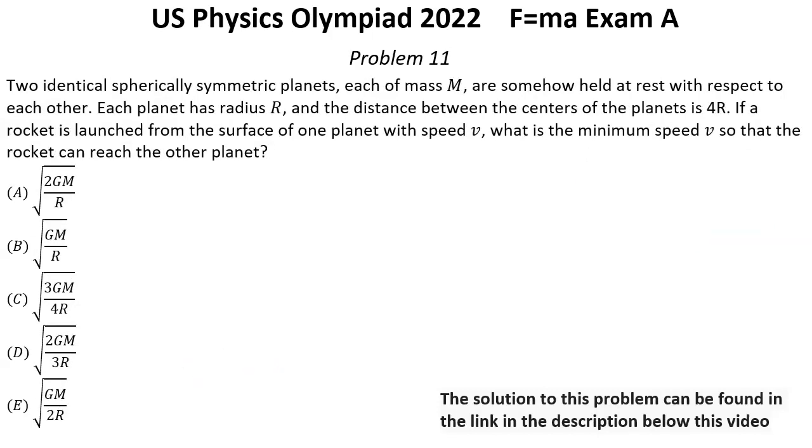Problem number 11. Two identical spherically symmetric planets, each of mass m, are somehow held at rest with respect to each other. Each planet has radius r, and the distance between the centers of the planets is 4r. If a rocket is launched from the surface of one planet with the speed v, what is the minimum speed v so that the rocket can reach the other planet?